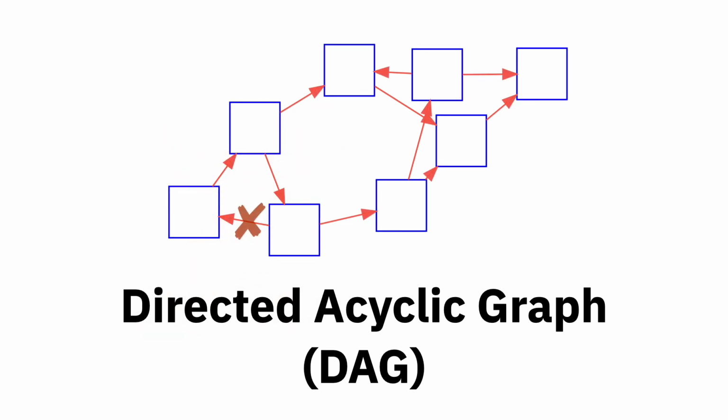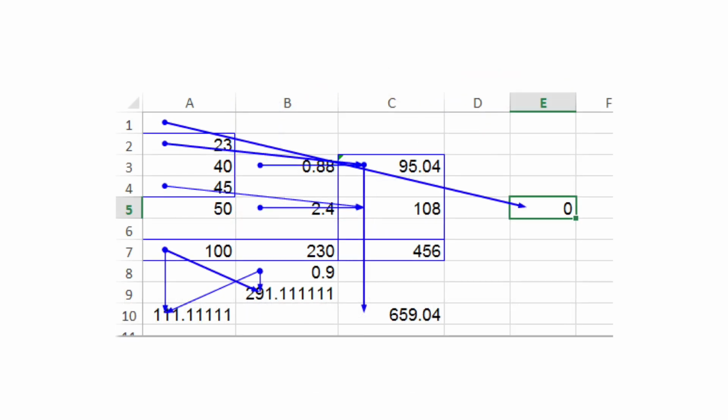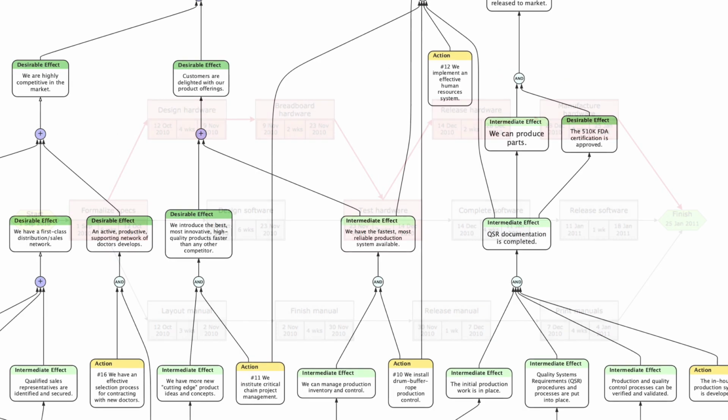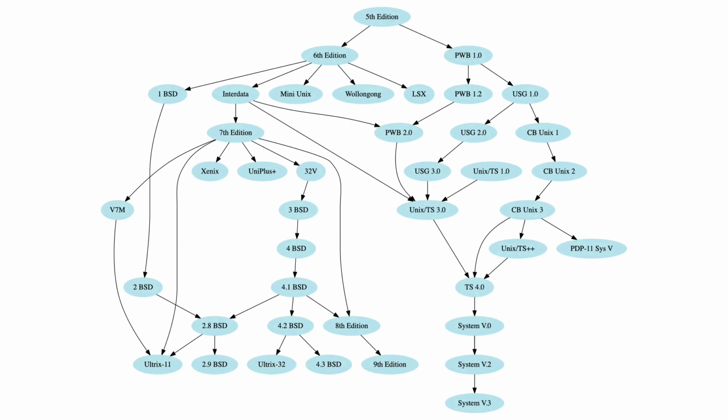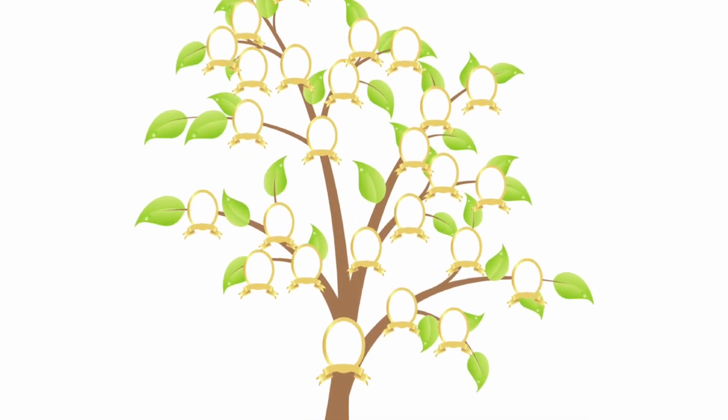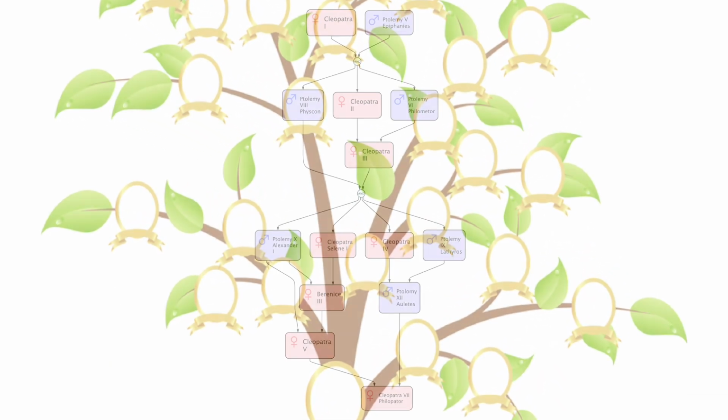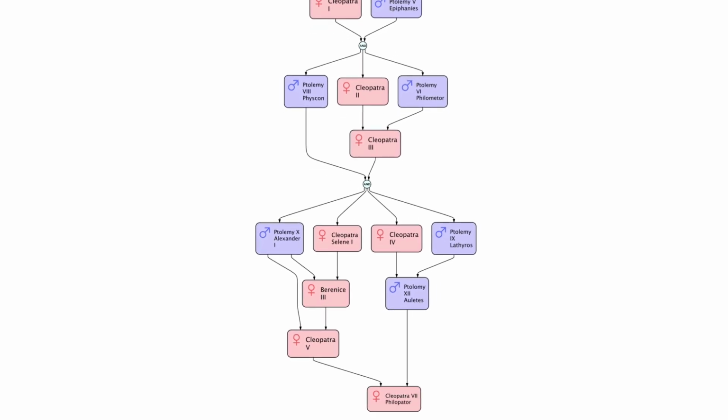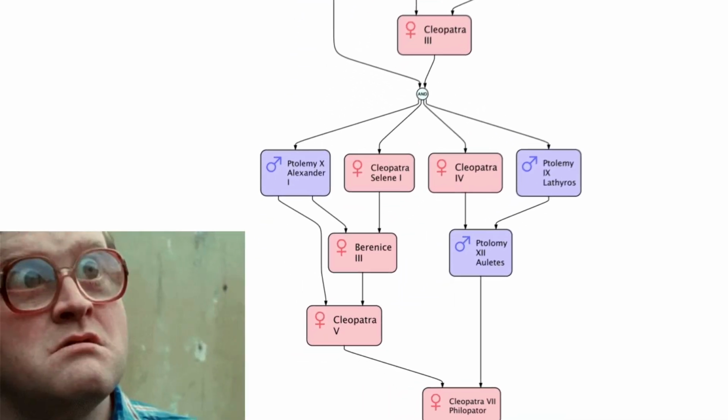DAGs are used all over the place. Spreadsheets, project charts, causal structures, software dependencies, and even family trees, which aren't really trees, but are in fact DAGs. A fact that people don't usually like to discuss in polite company.